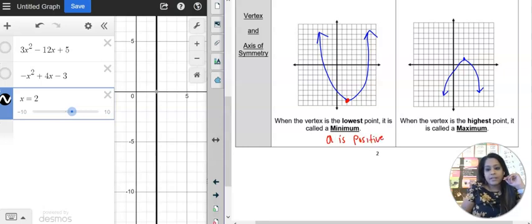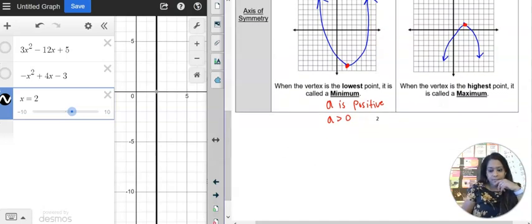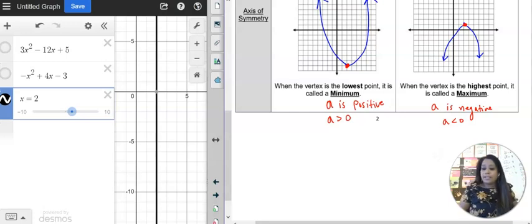Just a little note here for those of you watching. A is positive can be written as A is greater than 0. You'll see this come up later, but that's what that means. It just means positive. So here, we call this the maximum, the highest point, and this happens anytime you have when A is negative. When A is less than 0, it just means it's negative. Okay? Alright, so that's that.